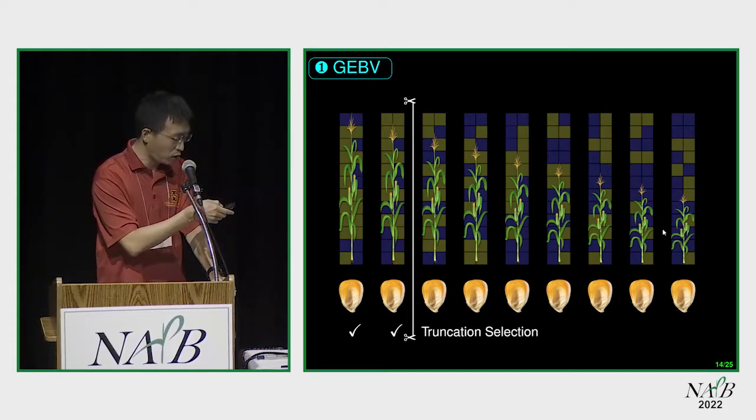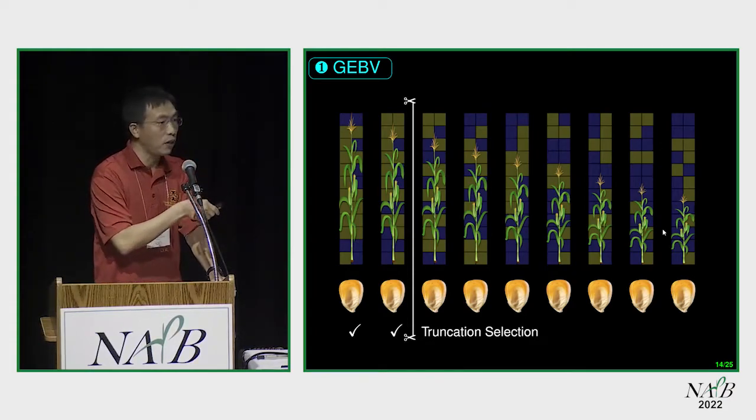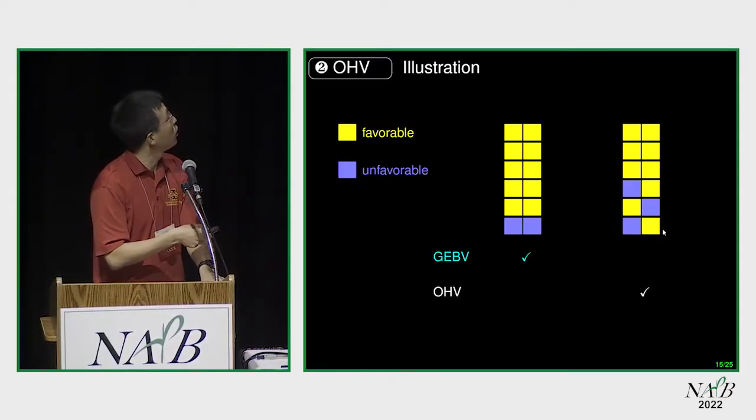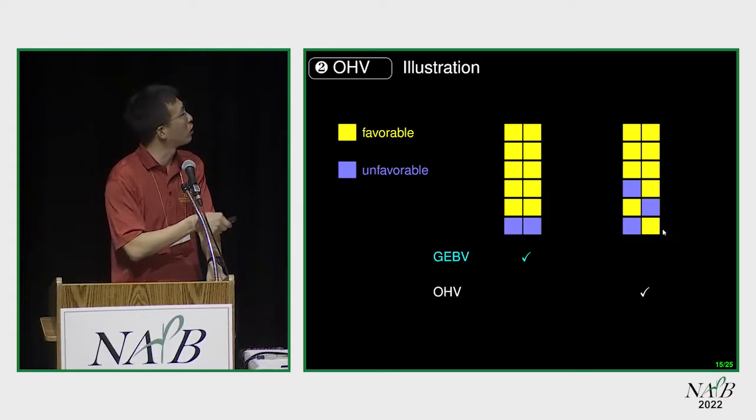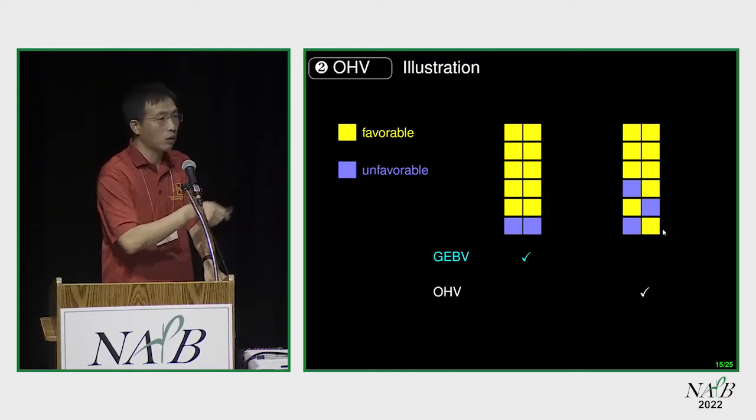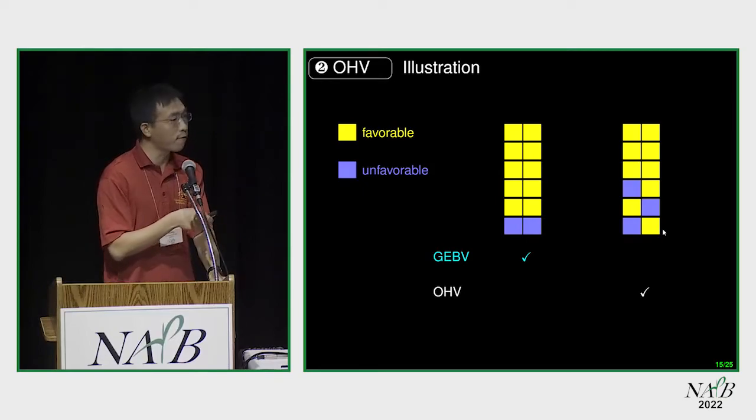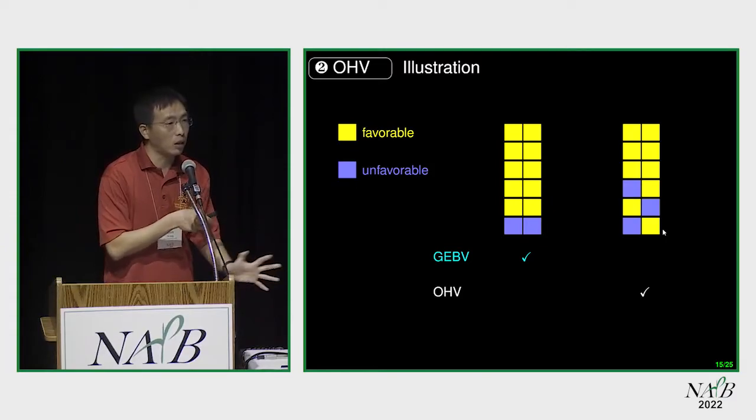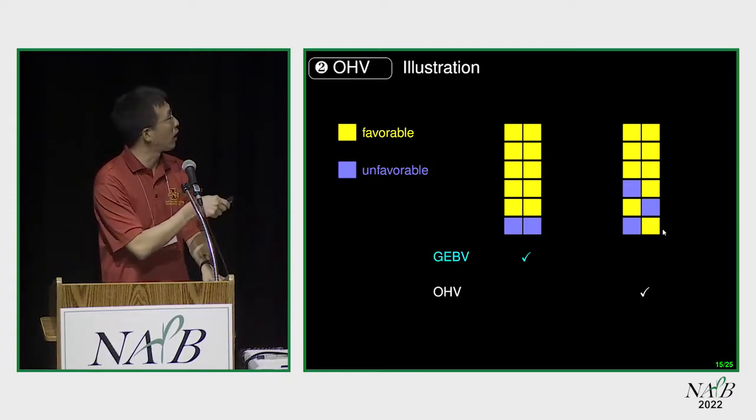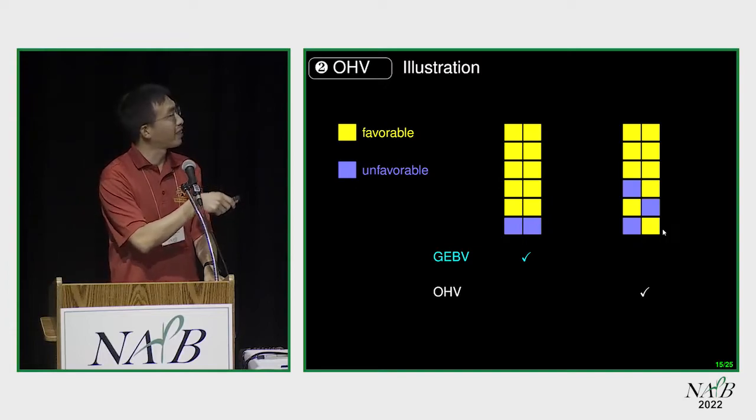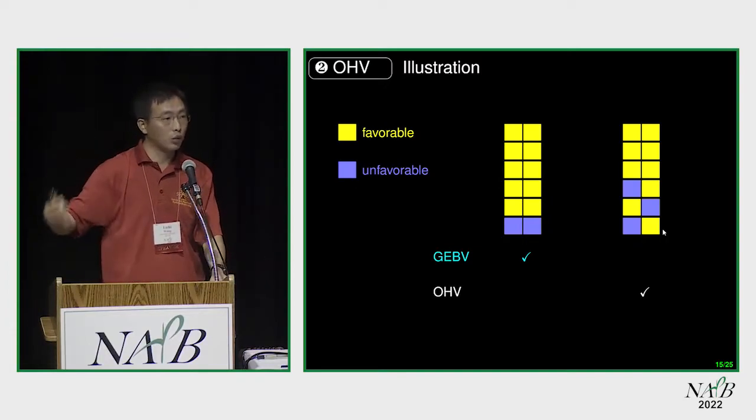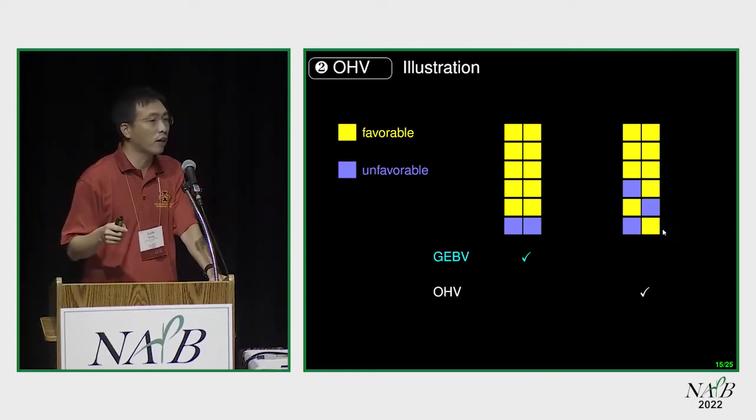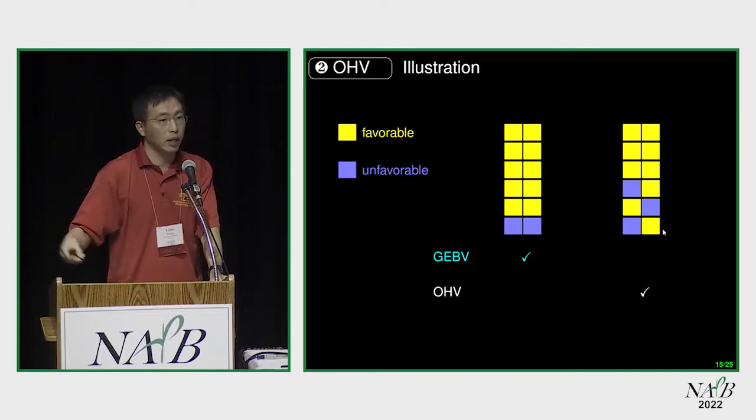So this is the GBV selection. You are estimating the GBV, you rank them, and then you cut a line for truncation selection. And then the OHV is saying, okay, let's consider this example. The yellow alleles are favorable, blue alleles are unfavorable. These two individuals, which one do you select? GBV is counting the number of favorable alleles, so it selects the left one. OHV is saying, let's select the right one, because in the next generation, this individual may give you a perfectly favorable gamete.